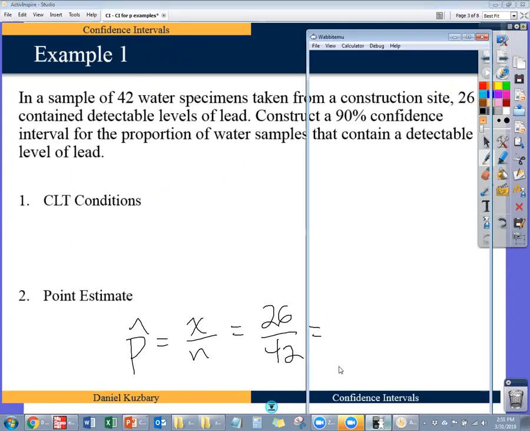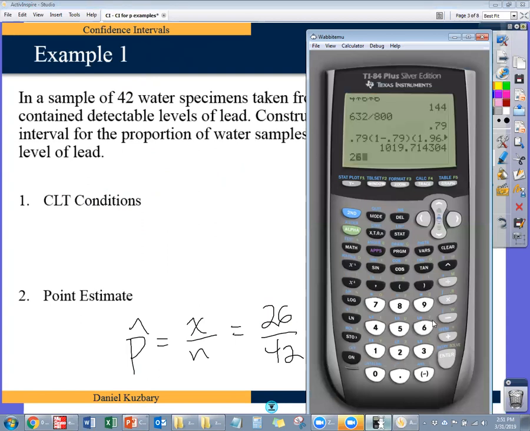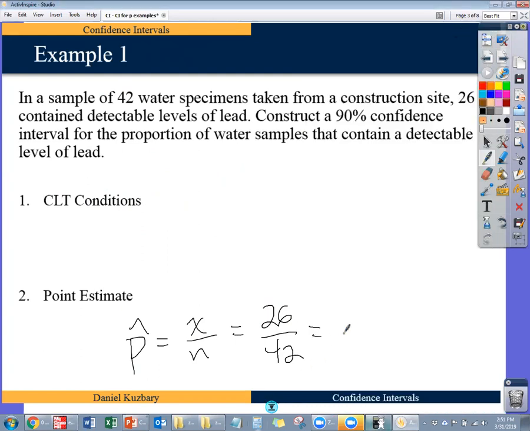I don't know that off the top of my head, so let me do that in the calculator. 26 over 42, and I get 0.6, which I'll round to 0.62. So that's my point estimate, and that gives me the best single value estimate for what p is. Now, of course, I'm going to put a margin of error on that to give you the whole interval.